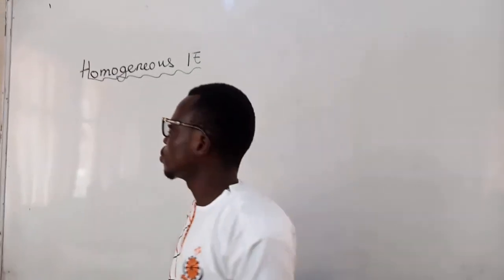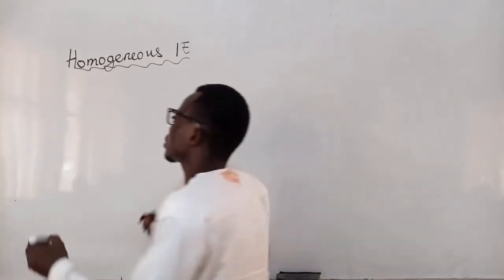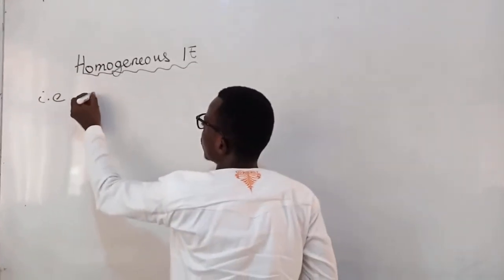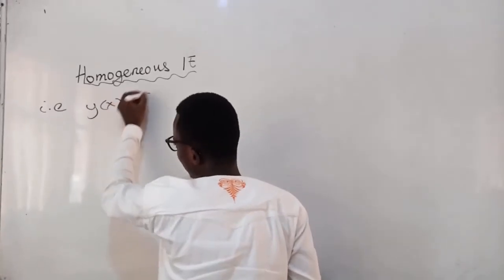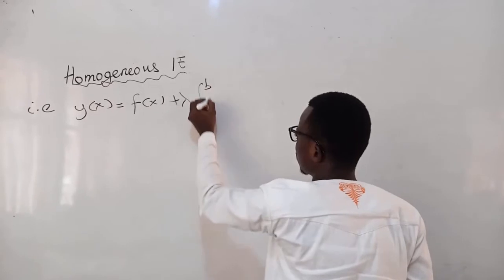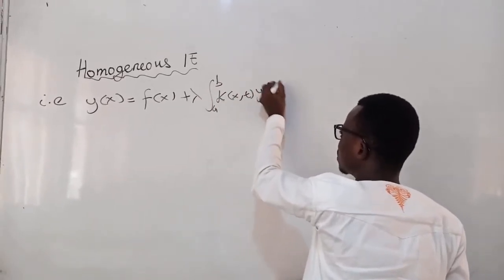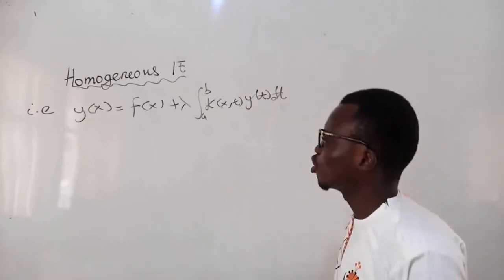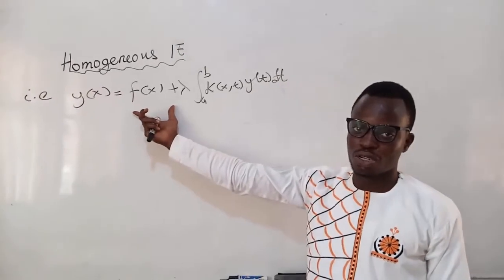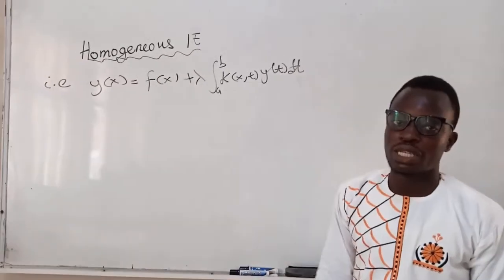In the previous session, we looked at non-homogeneous integral equations. That is, y(s) equal to f(s) plus lambda times the integral from a to b of K(s,t) y(t) dt. It's non-homogeneous because the function f(s) is not equal to 0. But in this session, I'm going to focus on homogeneous integral equations.